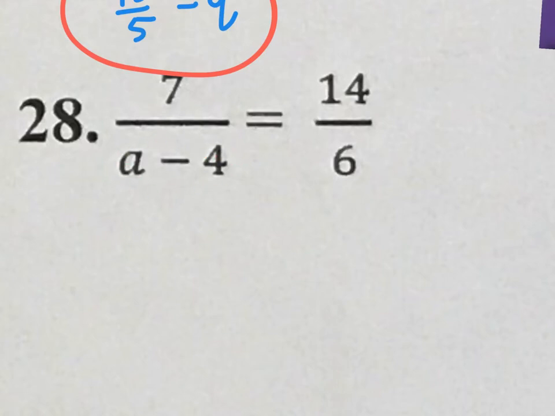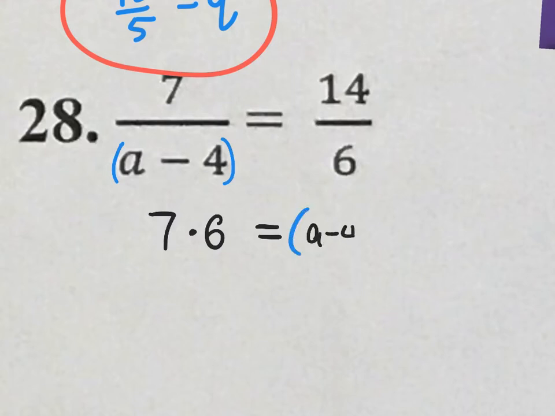This is what we're going to have to do, guys. I recommend you put parentheses around it because it's a binomial. That's what's in the denominator. And now we could actually write it out. 7 times 6 equals the a minus 4 in the parenthesis times 14.